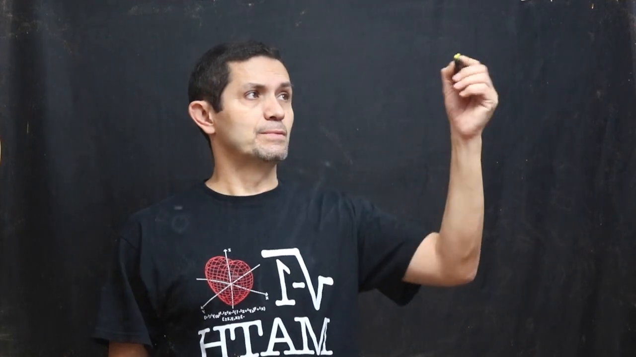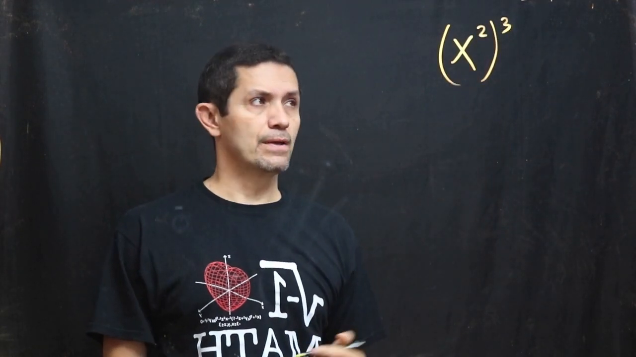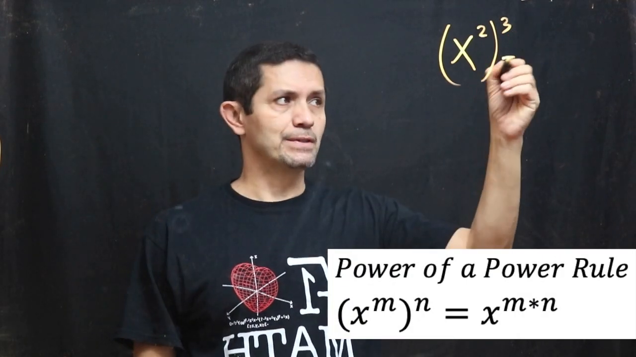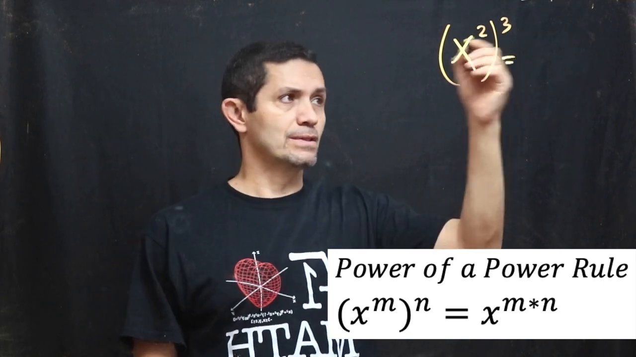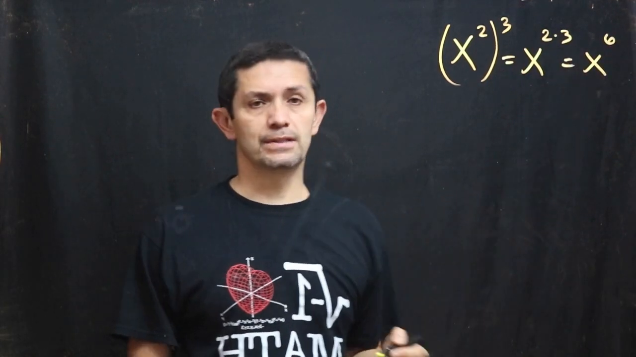Now let's work in our last properties. So let's pretend that I have x to the second to the third power. Okay, this is called the power of a power. If I have two exponents, what happens is I multiply them. So it's going to be x, 2 times 3, which is x to the sixth power.